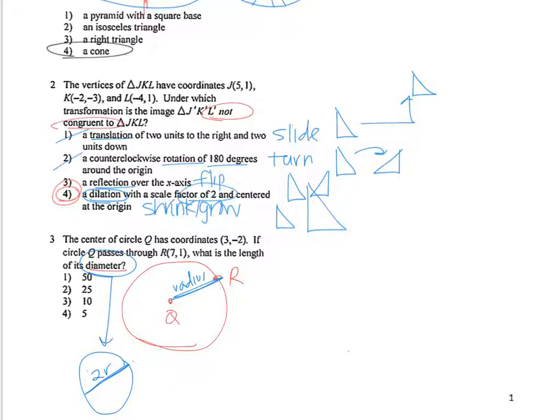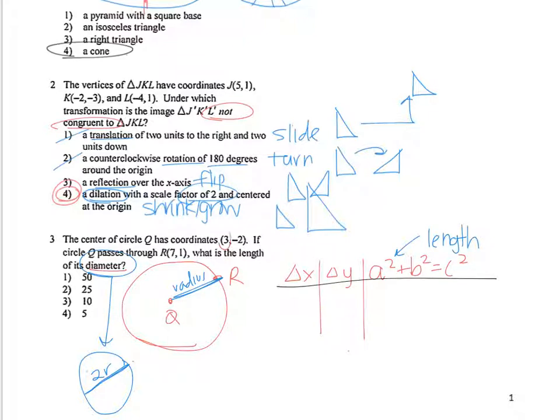radius. So when I look here, I can find the length between these 2 points by using that little table that we've used before, change x, change y, and then a squared plus b squared equals c squared will give me the length. So I can calculate change x by finding my x coordinates and subtracting them. Change means to subtract. So I have 3 minus 7, which gives me -4. And then find the y coordinates and subtract them as well. -2 minus 1 is -3.